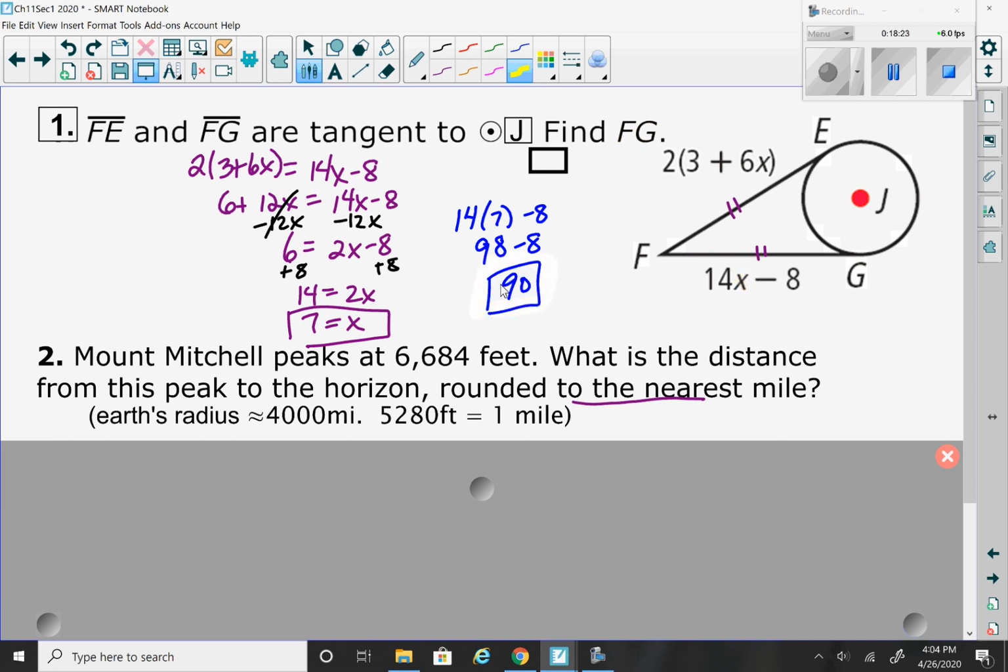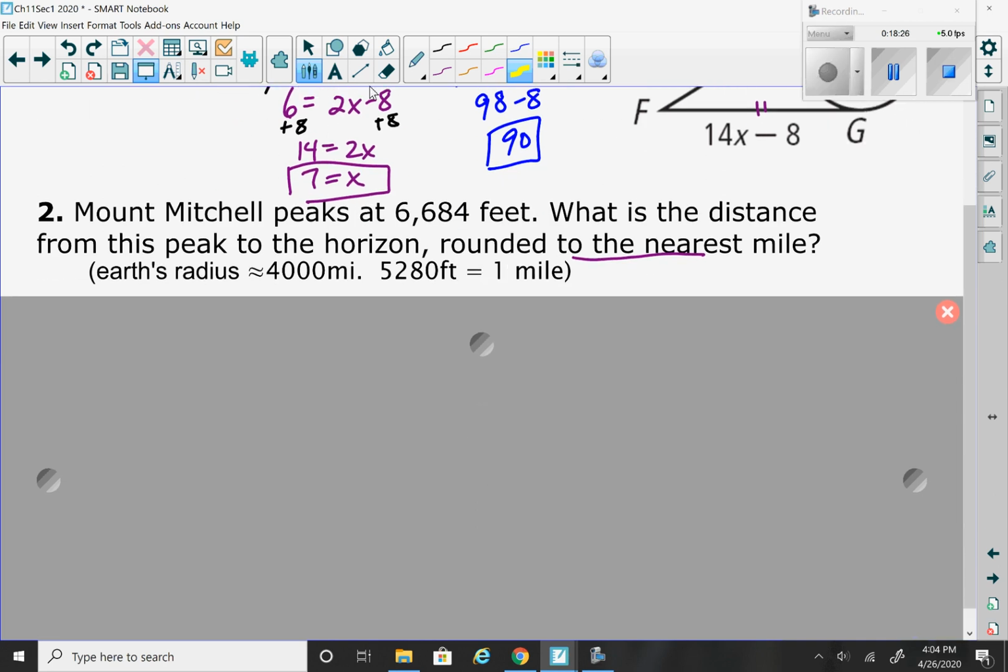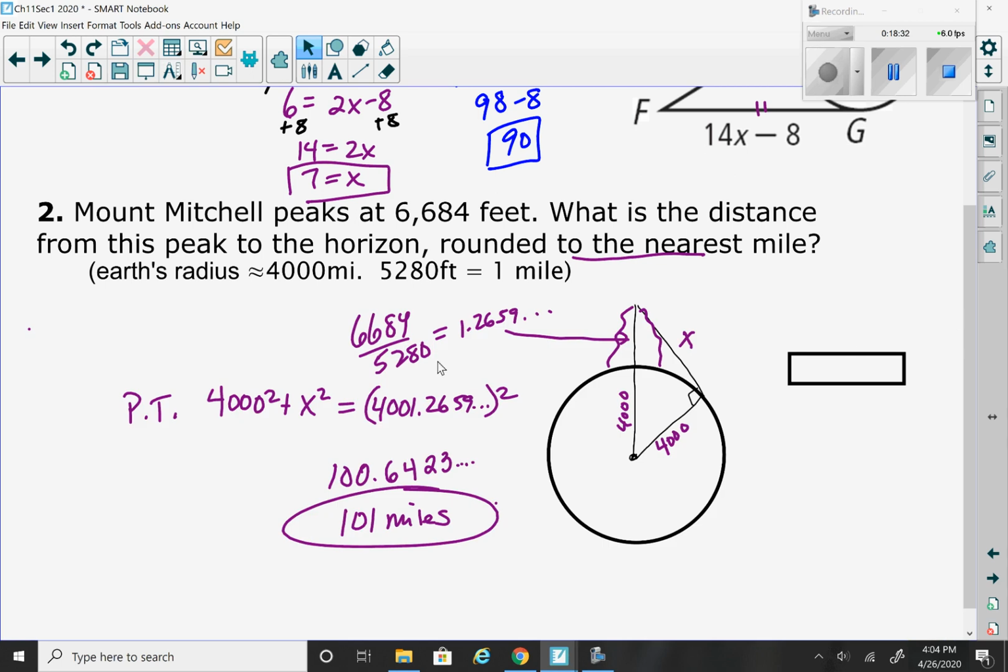Number 2, again, we're talking about Mount Mitchell. So you take the 6,684 and divide it by 5,280, you get something that's about 1.2659. I take that number, that's the height of the mountain, and add it to the radius of Earth, 4,000. That gives me my hypotenuse in my Pythagorean theorem. So I take 4,000 squared plus, you can call it a, b, question mark, x, whatever, squared, is equal to your hypotenuse squared. From there, I'm using my calculator. I came up with 100.6423, so you can go ahead and round that to about 101 miles.